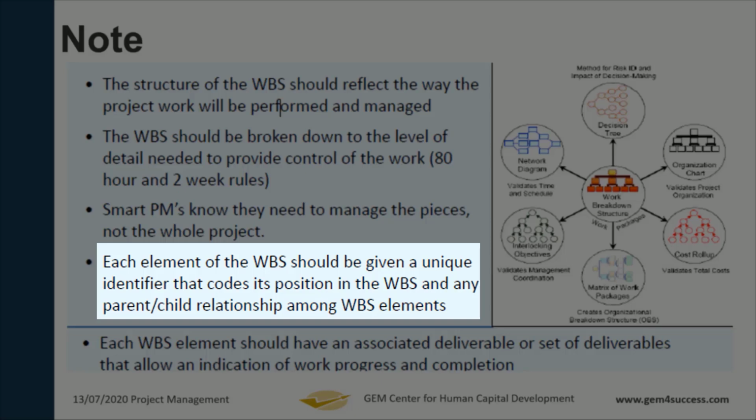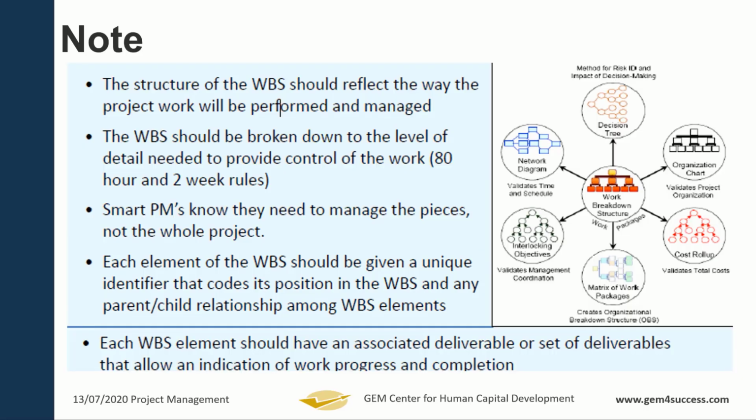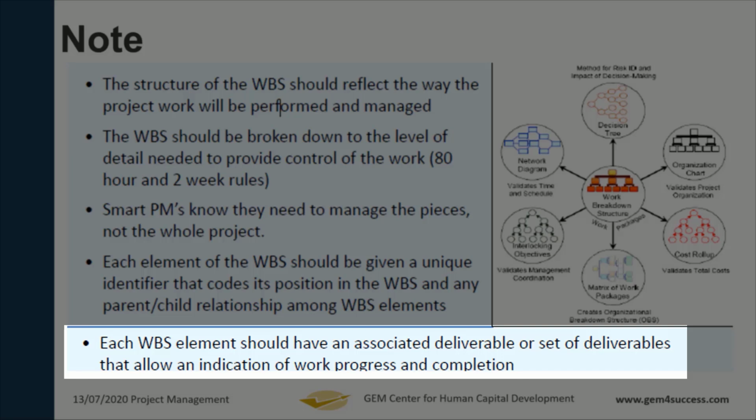Each element of the WBS should be given a unique identifier that codes its position in the WBS and also shows the relationship between the parents and the children of the element in the WBS. We discussed the 1.0, 1.1, 1.1.1. We discussed that earlier. So each WBS element should have an associated deliverable or set of deliverables that allow an indication of work progress and completion.